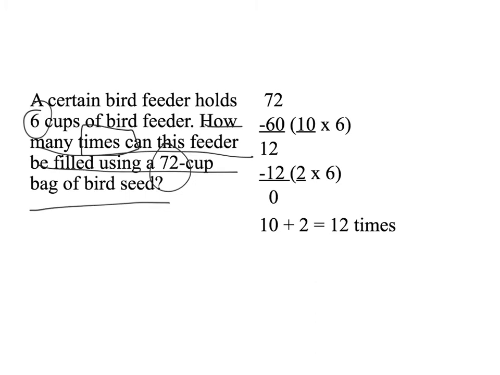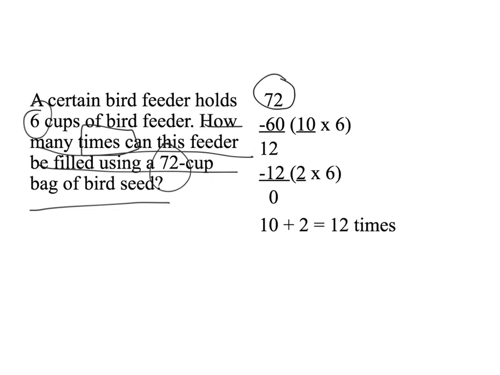Now in the previous question, we used repeated subtraction to answer it. And when we did that, we started with the large number and kept subtracting 3 until we got to 0. Well, that can take a really long time. So one way to speed the process up is to think about how many of that number you can subtract altogether. If I look at the problem, I'm going to start with a 72 cup bag of birdseed. So I'm starting with 72. Now I think I'm going to be subtracting 6 until I get to 0.